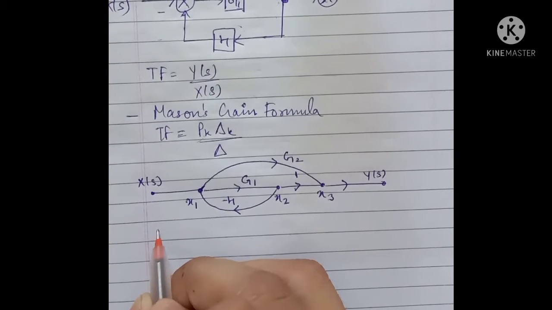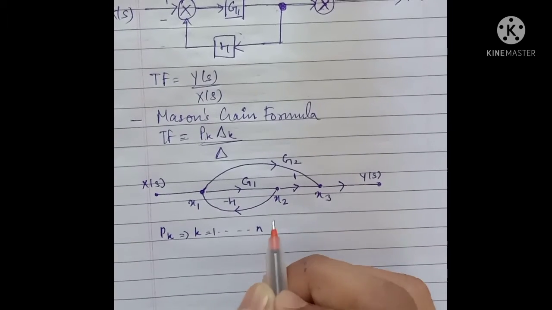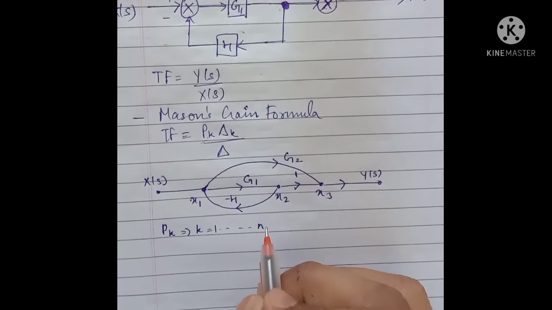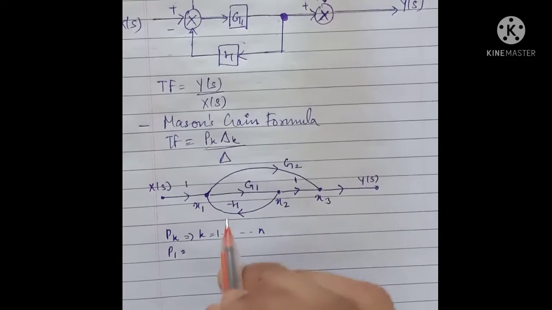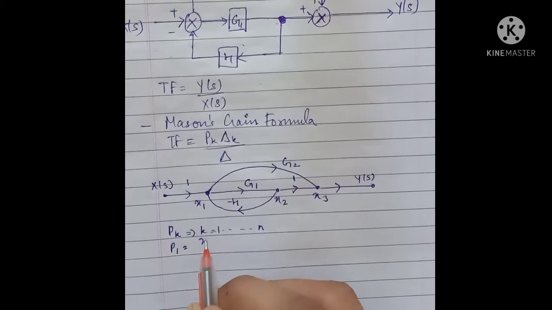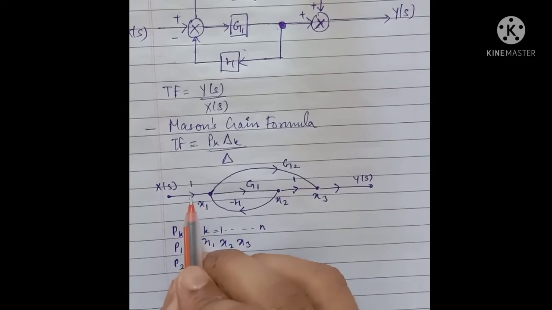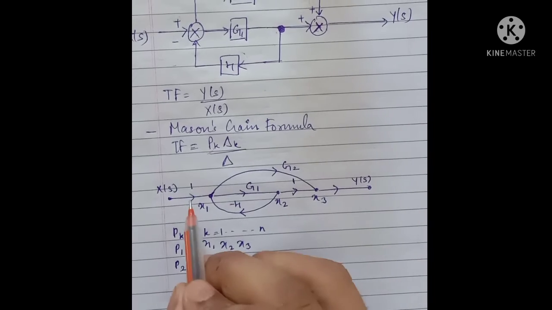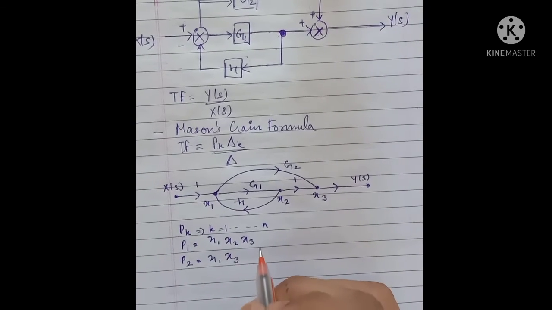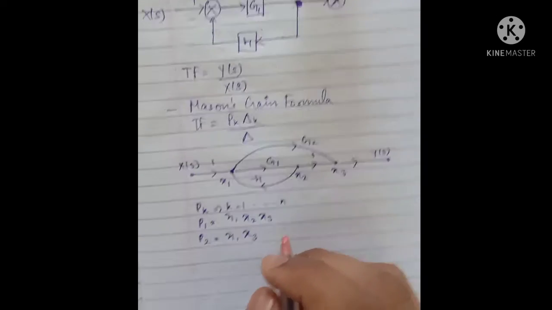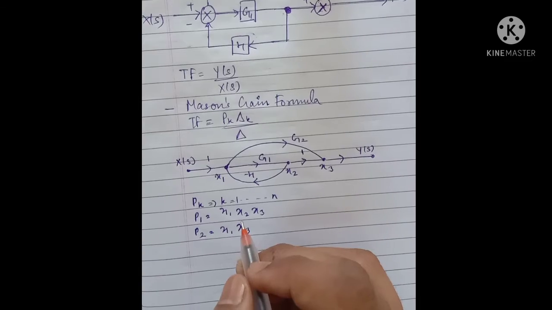Now if you want to find Pk, k varies from 1 to n, where n is the last forward path, that is, how many forward paths there are. Suppose for P1 we have to find the forward path, from input to output: x1, x2, x3 till the output. Similarly, we have two forward paths. This is the forward path which is not entering back to this input, and in a similar way this is also a forward path, which we can write as x1, x3. This is how two forward paths are there in our block system. Similarly, you can find many more paths if present. Currently we have only two forward paths, that's why I drew these.